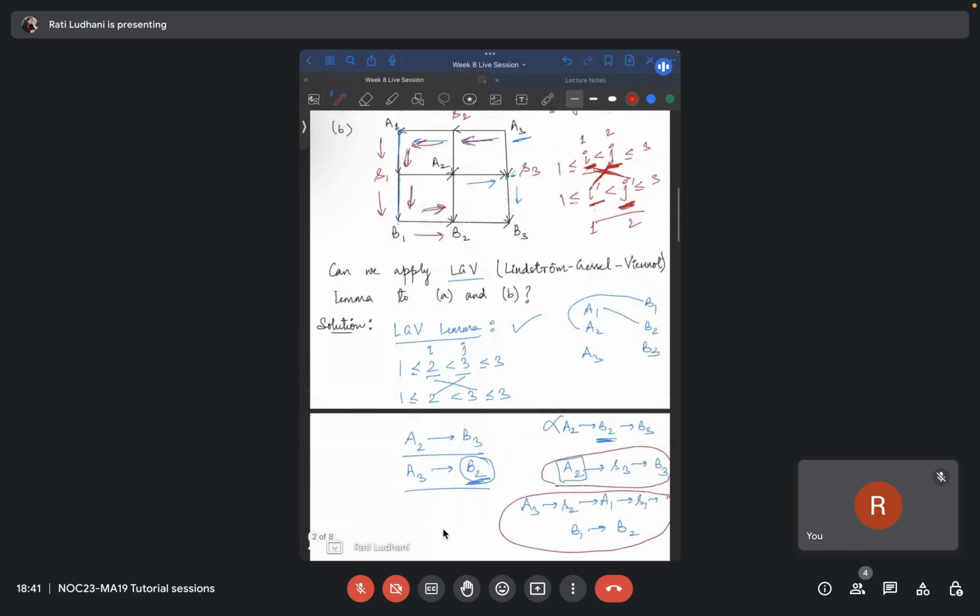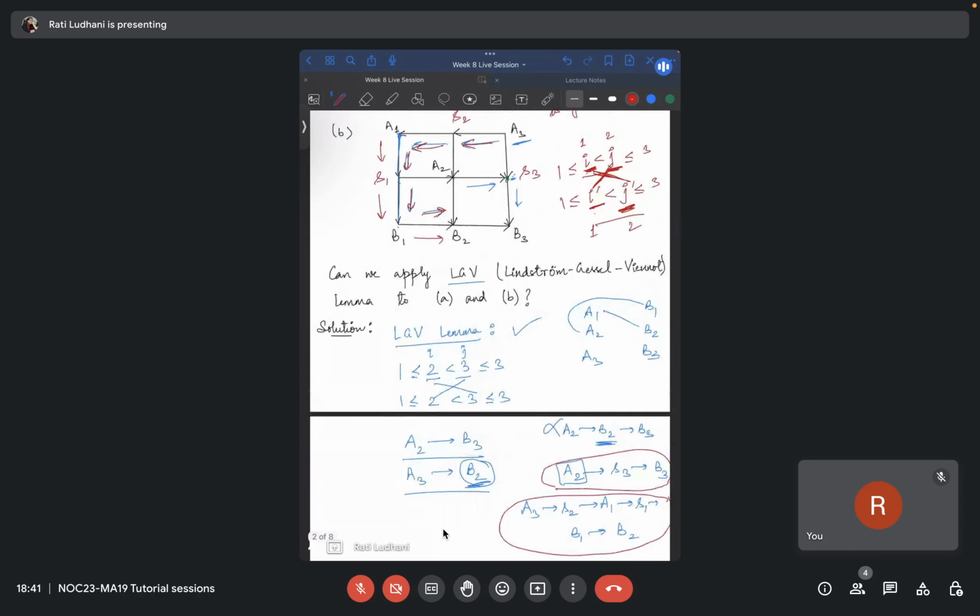So this is the graph. Basically you are coming from here, and the other is this. So definitely there is no crossing. If you see red marks and green marks, there cannot be a crossing, right? So we cannot apply LGV lemma here.